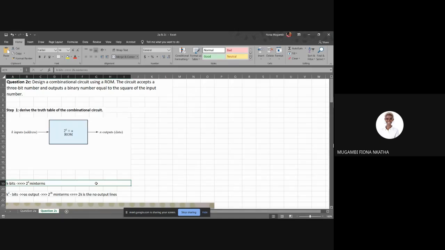If there are k squared bits, it means the number of possible min terms is 2 to the power 2k. Because when you say 2 to the power k and then k squared, it's equivalent to saying 2 to the power 2k. This k up here shows the number of bits, so the 2k is also the number of bits. It means 2k is the number of output lines.